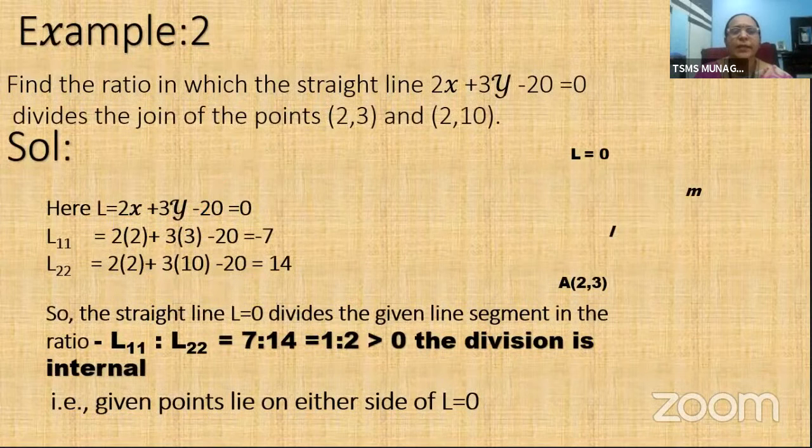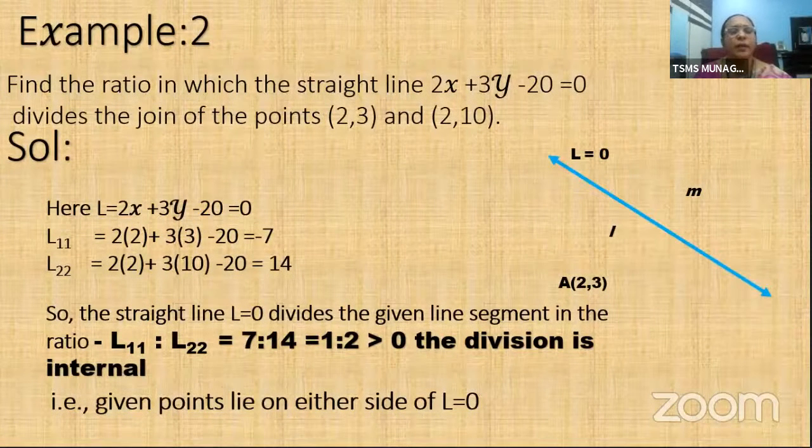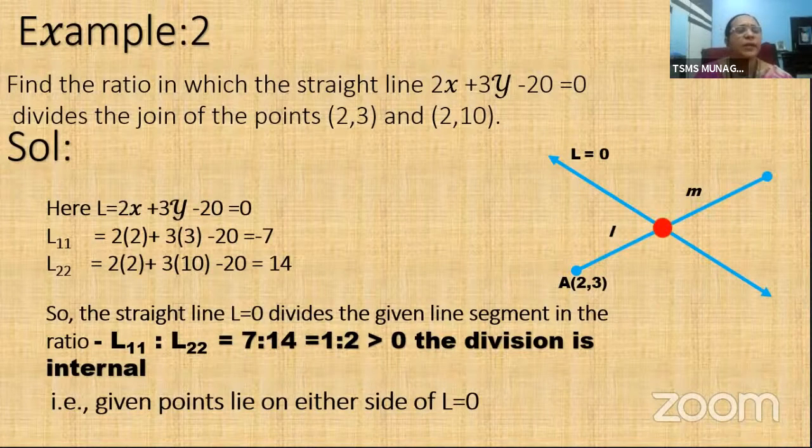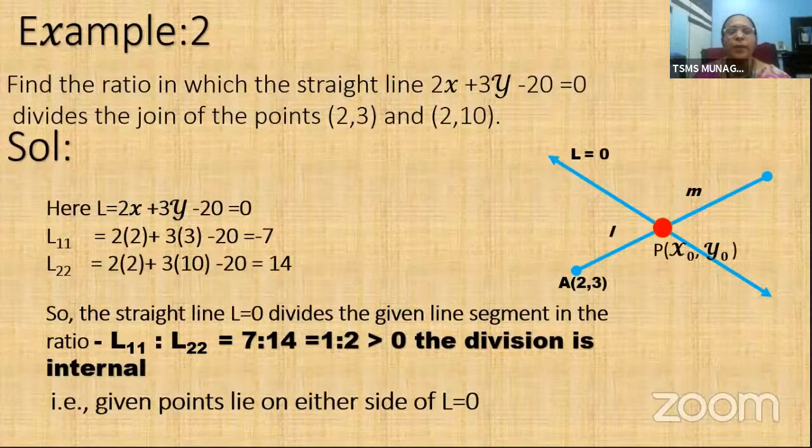Now let us see an example of how exactly this formula is used. Here we are asked to find the ratio in which the straight line 2x plus 3y minus 20 equal to 0 divides the join of the points (2, 3) and (2, 10). Now take the straight line L equal to 2x plus 3y minus 20 equal to 0.